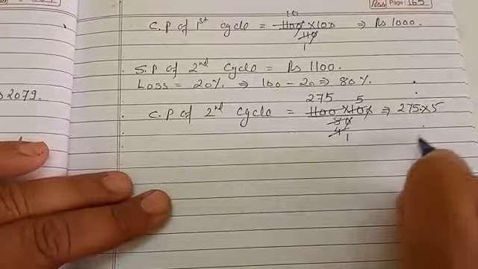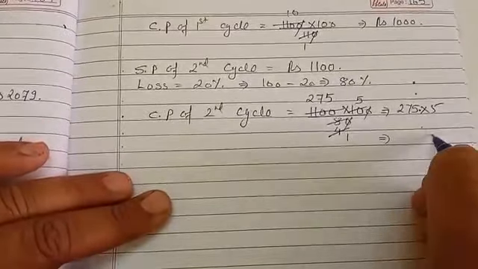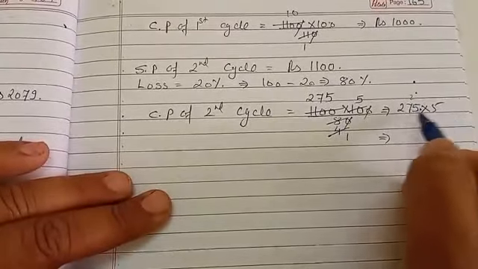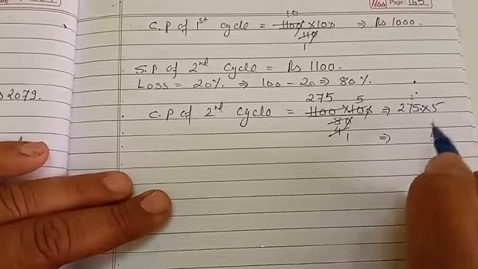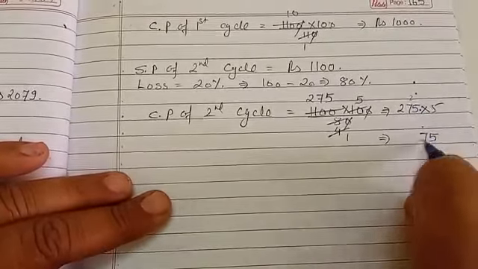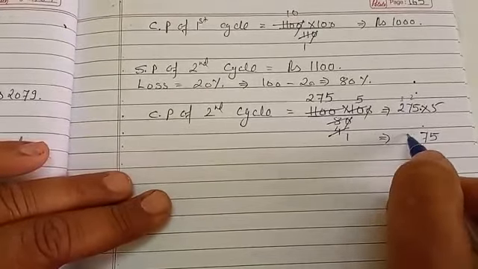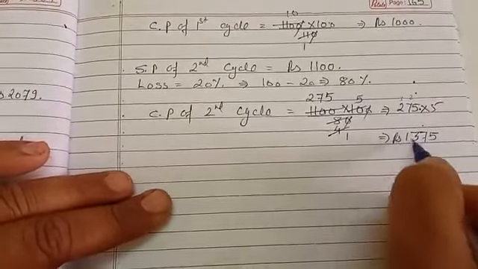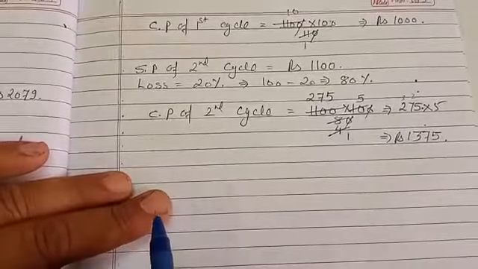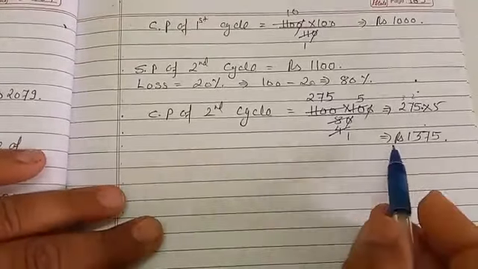5 5s are 25, 2 carry. 5 7s are 35, 35 plus 2, 37, 3 carry. 5 2s are 10, 10 plus 3, 13. That is rupees 1375 is the cost price.